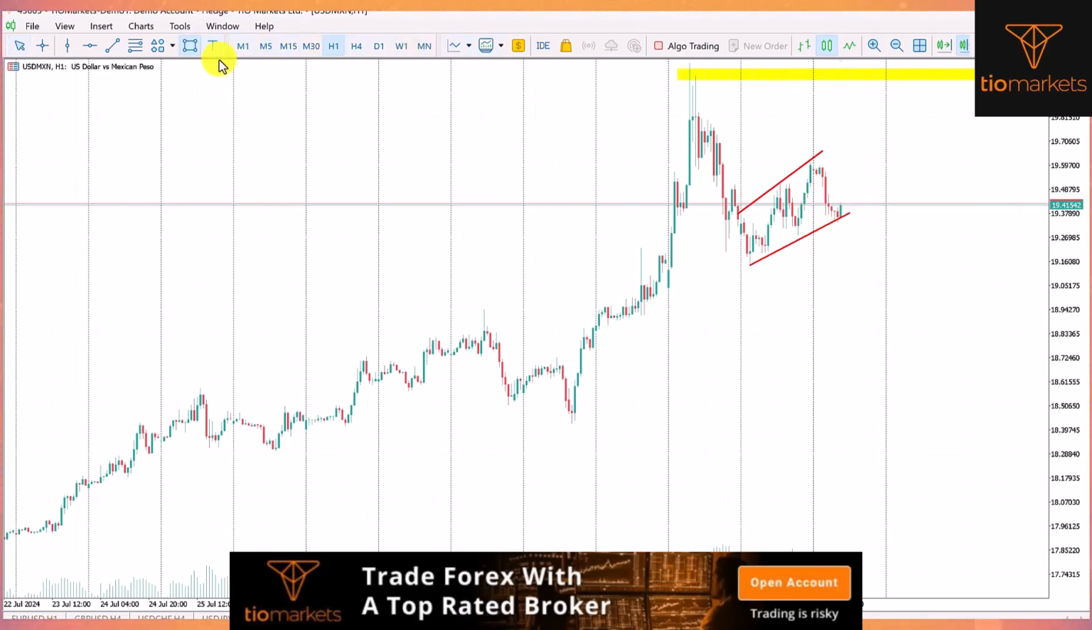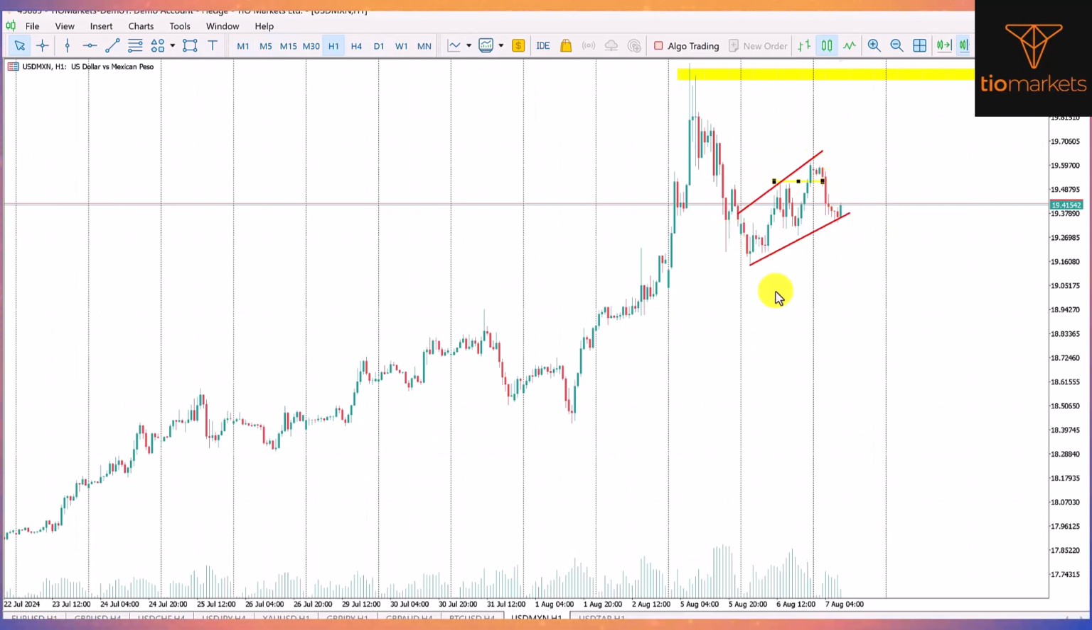So what do you consider? These are called minor structures. So you consider this minor structure, right? And you can see that price has taken out the high of this minor structure. And if you consider this order block right here, you could enter this trade at this particular point and target the liquidity at the top there, while considering this as your intermediate take profit at this particular zone.